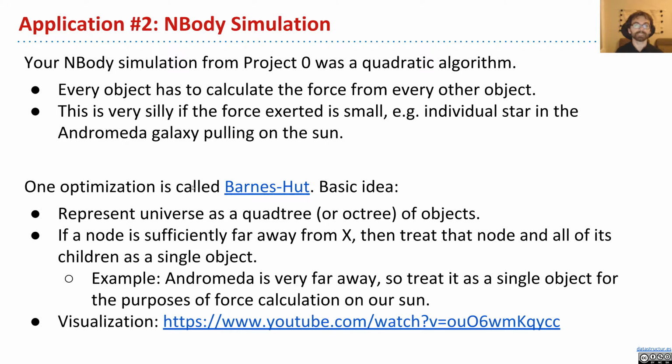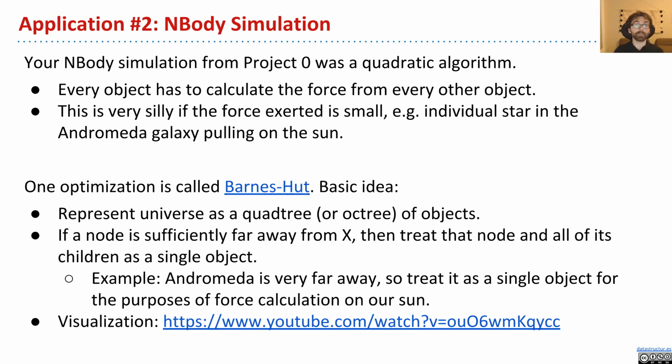Another example is N-body simulation. So in Project Zero, you had a quadratic algorithm. Every object had to calculate the force on everything else. But that's very silly if you're doing large-scale actual physics simulations for practical purposes, or even just for fun. So for example, you do not need to calculate the force exerted by each individual star in the Andromeda galaxy as it pulls on the sun. It's better just to treat the entire Andromeda galaxy as a single object. But how do you know what to do? In that case, sometimes the answer is obvious. You can draw the line in advance.